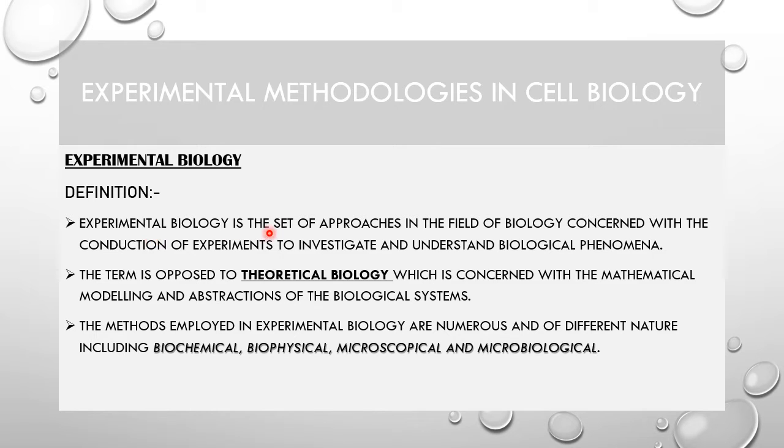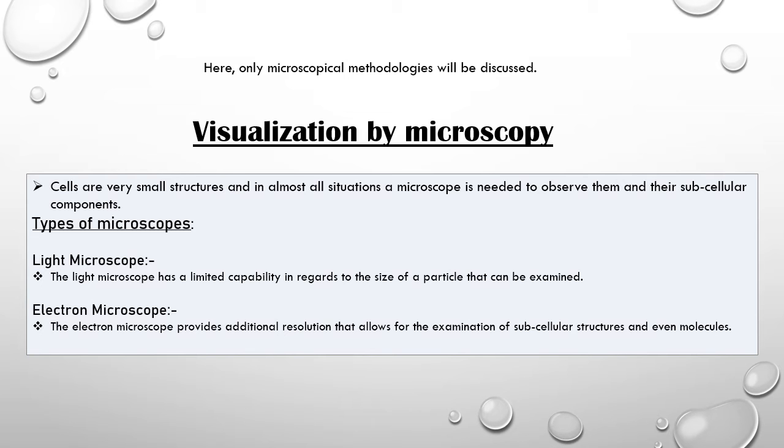Experimental biology is the set of approaches in the field of biology concerned with the conduction of experiments to investigate and understand biological phenomena. This term is opposed to theoretical biology, which is concerned with the mathematical modeling and abstractions of the biological systems. The methods employed in experimental biology are numerous and of different nature, including biochemical, biophysical, microscopical, and microbiological. We will discuss only microscopical methodologies.